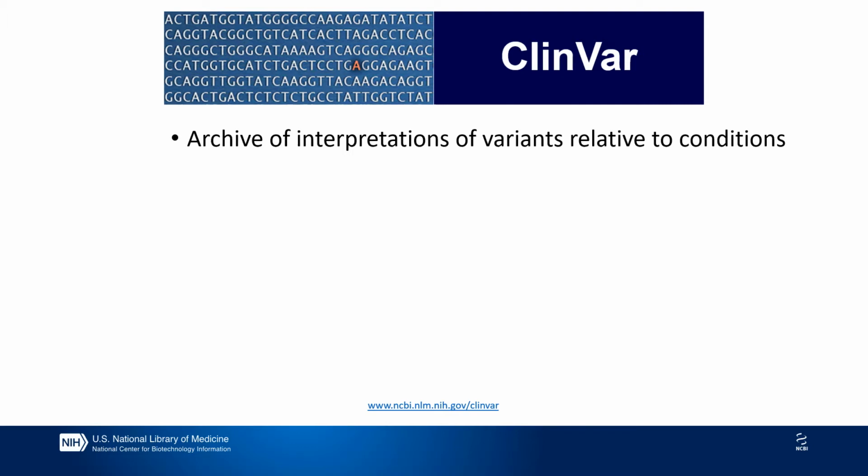ClinVar is NCBI's archive of interpretations of variants relative to conditions. The data you see in ClinVar are considered to be variant-level interpretations. So these are general interpretations of a variant and its significance for a disease or drug response, but not specific to an individual case or patient.